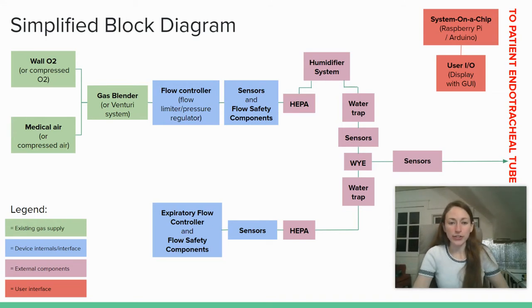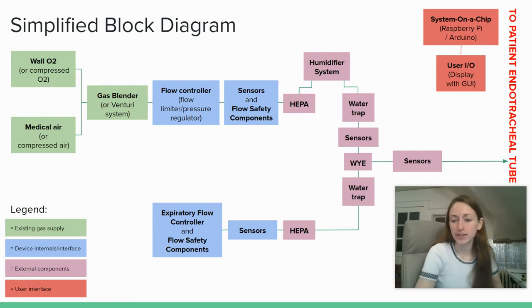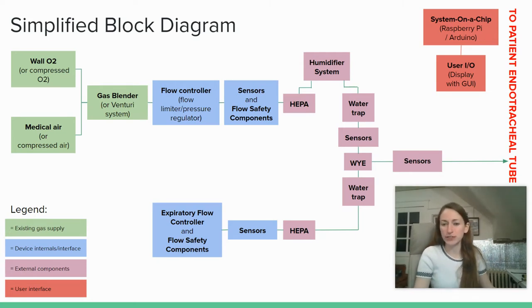Downstream from there, we have our first flow controller block. That's one of the portions of the device we'll be considering today, followed by a number of sensors, maybe your O2 and pressure sensors, and some flow safety components, potentially a pressure release valve or an emergency breathing valve, devices like that. Then we move into the device externals. Here you'll find the humidification system. This may be either a heated humidifier or an HME, a heat and moisture exchanger, as well as the rest of the respiratory circuit that leads to the endotracheal tube of the patient.